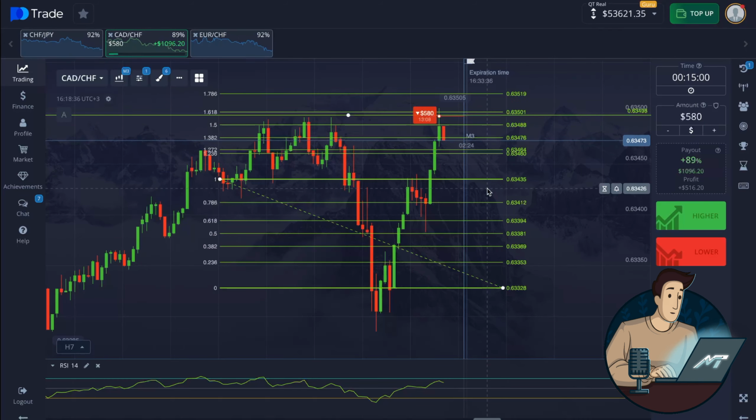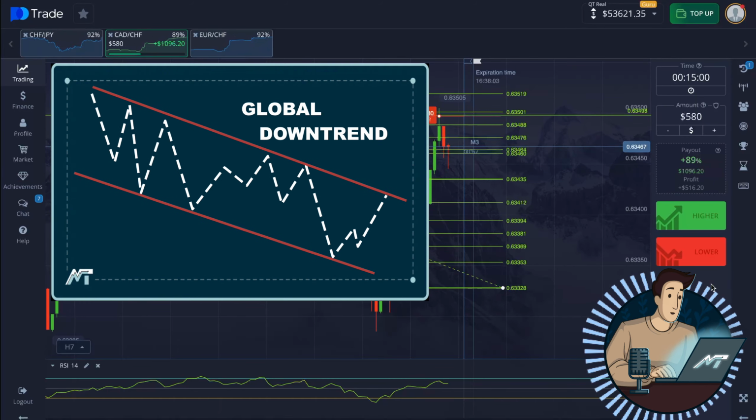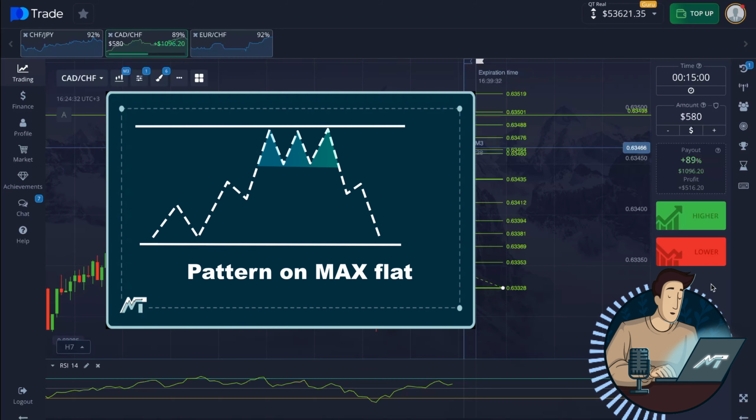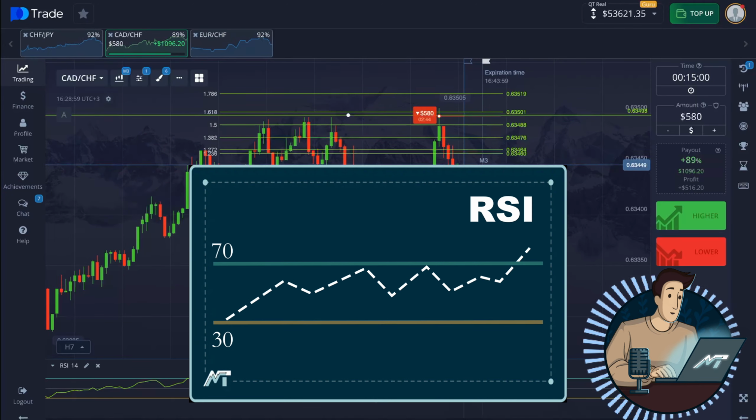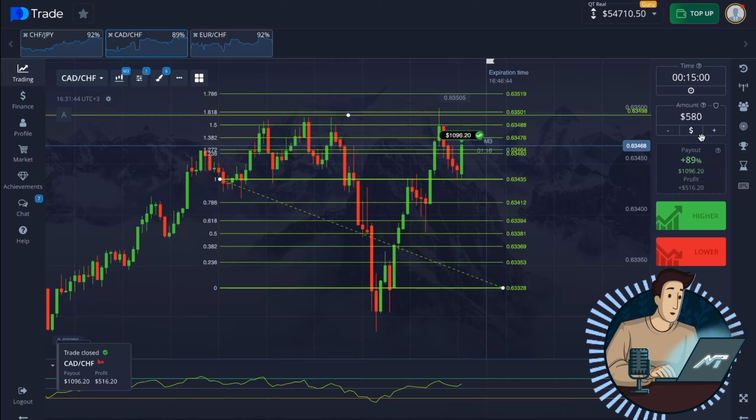Let's recap. First and foremost, Fibonacci retracement, a downtrending market, a resistance level with a pattern that is also the upper limit of the channel, and the RSI. All of this combined gets us our third trade that turned us a profit.